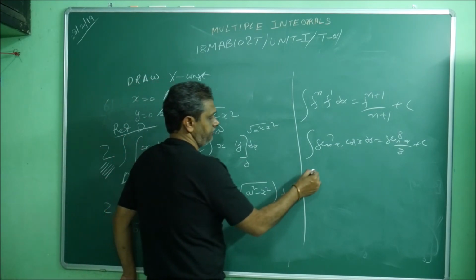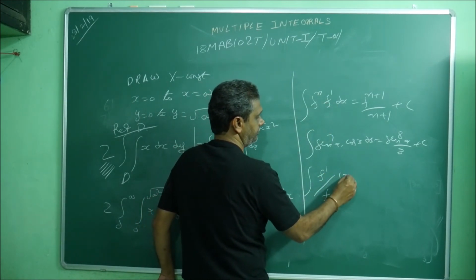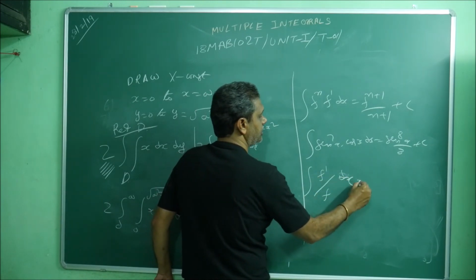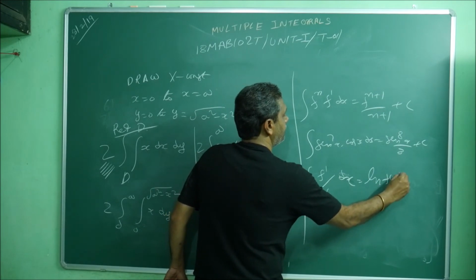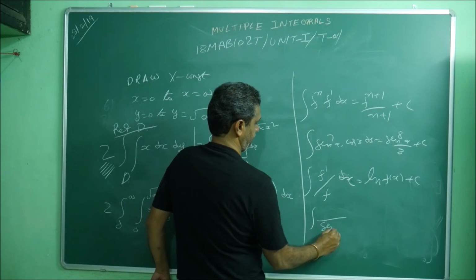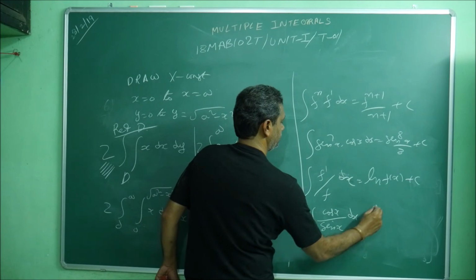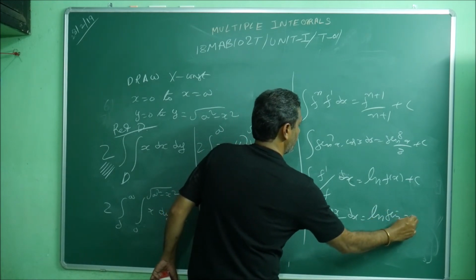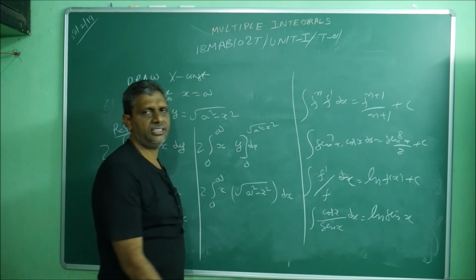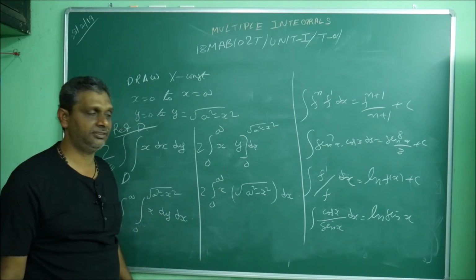Now similarly, this is the x power n formula. Then f dash by f, function in denominator and its derivative in numerator, means you can write log f of x plus c. Suppose log sin x, sin x derivative is cos x, but cos by sin is cot. Integration of cot x is log sin x. Proved. How nicely we get to see.